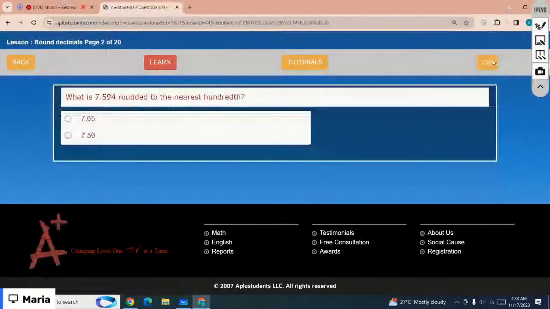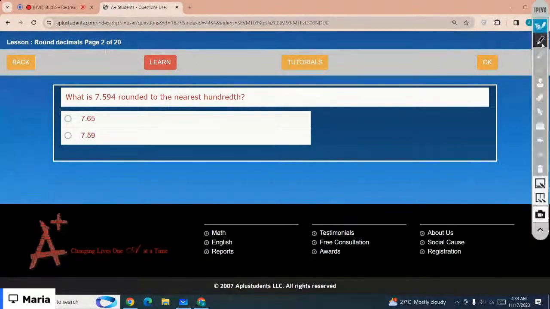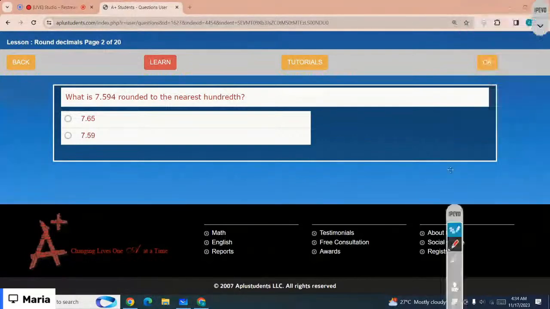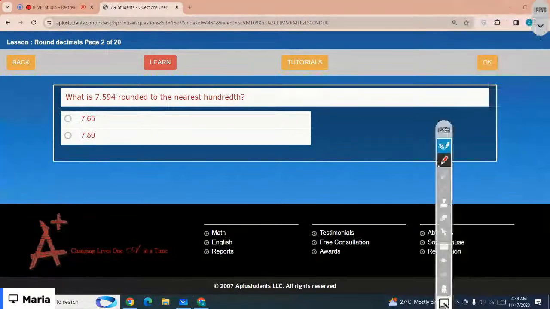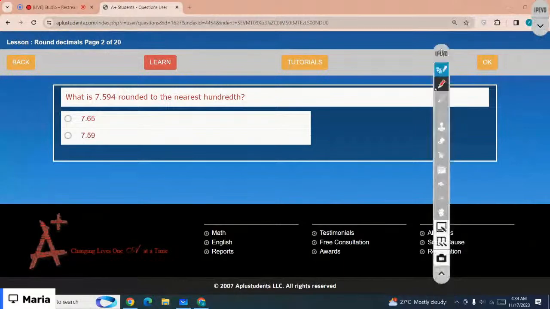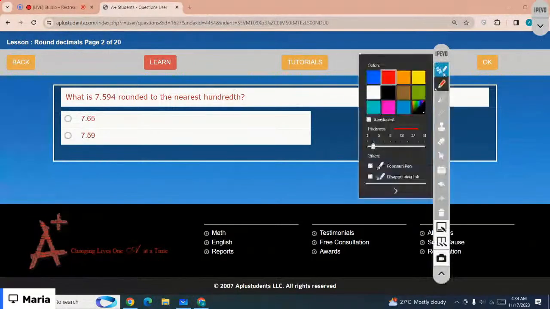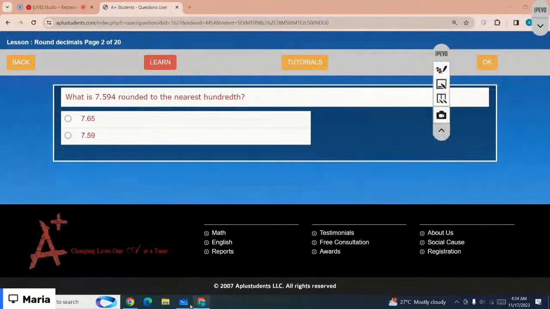Okay. What is 7.594 rounded to the nearest hundredth? You have to round to the hundredth. Oh, you have to round off to the hundredth digit, right? And the hundredth digit is... 7.594.